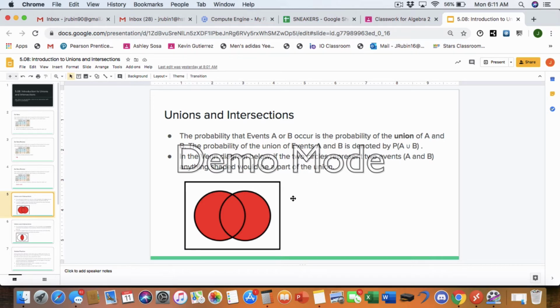In the Venn diagram below, the two circles represent the two events, A and B. Anything shaded is part of the union. So as you notice, if this was A and this was B, everything is shaded. We'll get a little more into that later.